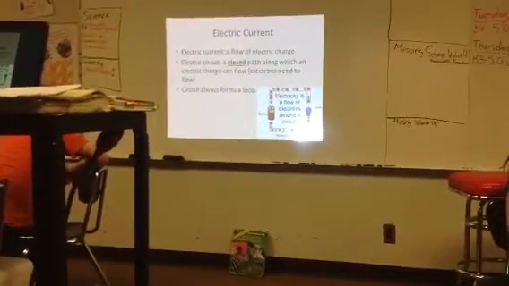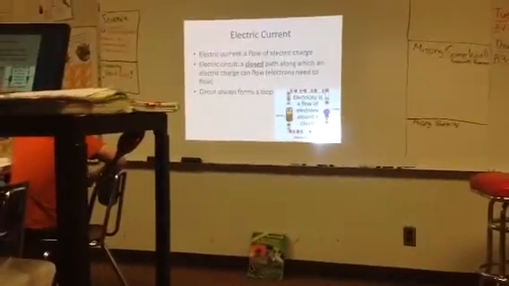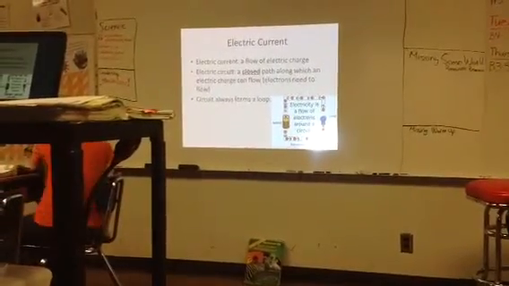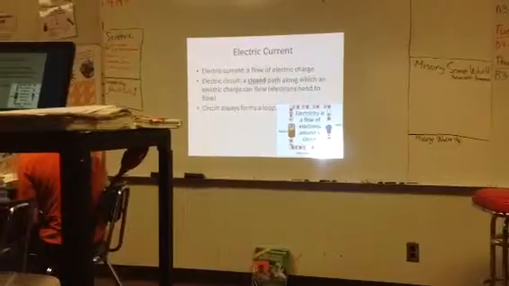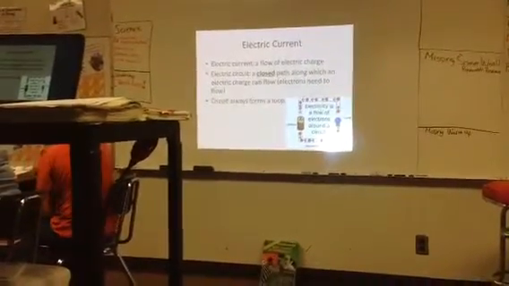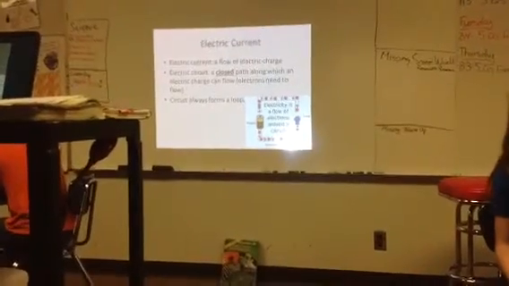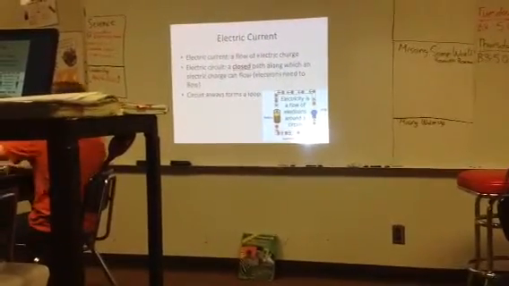Okay, on your note sheet, you should see underneath there it says an electric circuit always forms a blank. Okay, so let's look at this slide. It says electric current. That's the flow of the electric charge. I think you already know that. So when electricity is flowing, we call it a current. An electric circuit is a closed path along which an electric charge can flow.